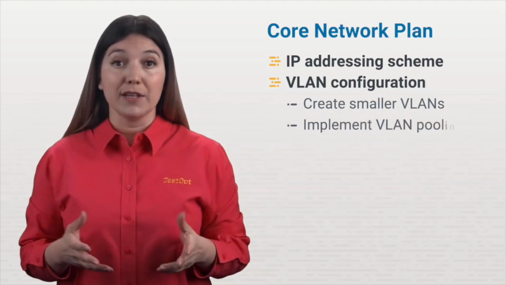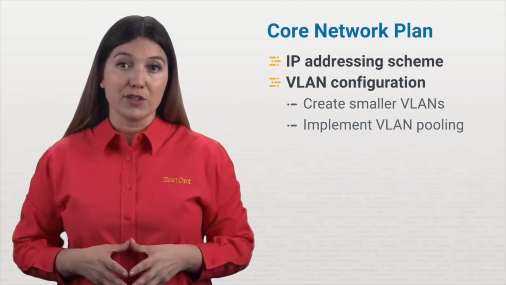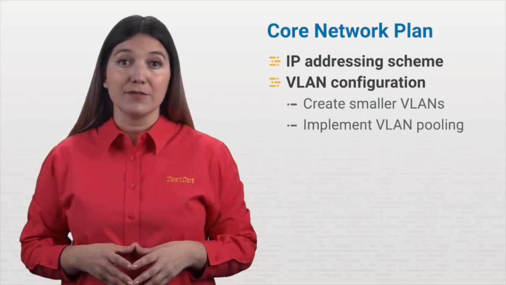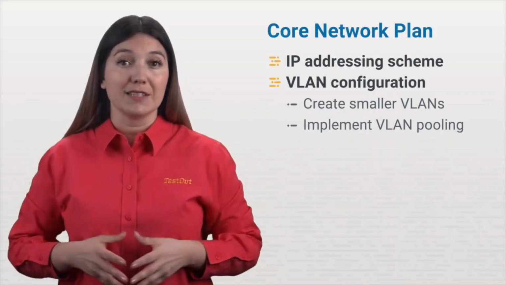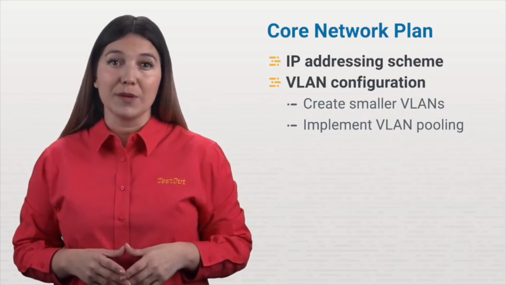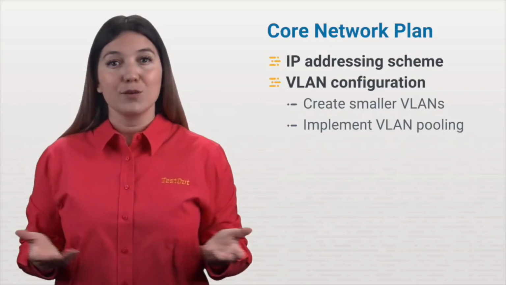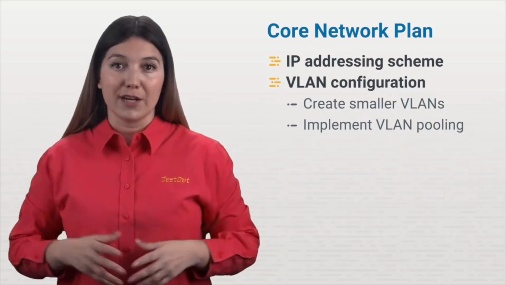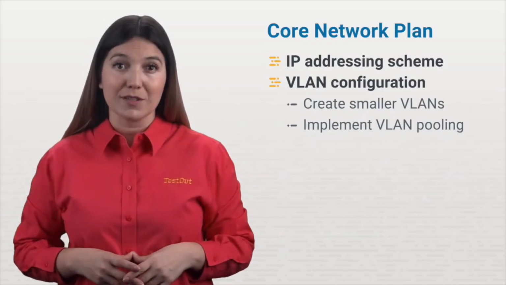You can also implement VLAN pooling. In this configuration, each wireless client is randomly assigned a VLAN from a VLAN pool on the same SSID. This strategy automatically partitions a single broadcast domain into multiple VLANs. Use this information to create a logical network diagram that can be used during the actual deployment of the wireless network.